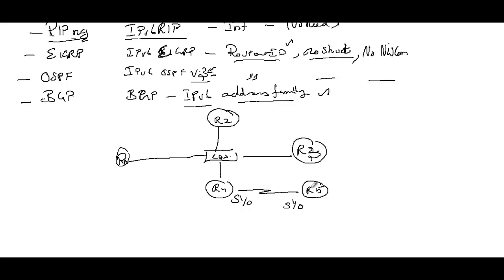Tomorrow in our class, today we will be finishing with the routing protocols. Tomorrow we will be discussing the migration strategies: how you can migrate from IPv4 to IPv6. What are the different migration methods we have, like dual stack, NAT-PT, tunneling, ISATAP, and so on.